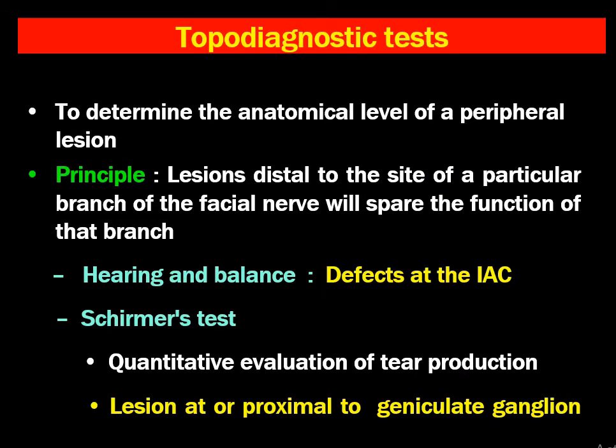What are topodiagnostic tests? They are the tests which help us determine the anatomical level of the peripheral lesion. The principle lies in the fact that lesions which are proximal to the origin of a particular branch of the facial nerve will impair the function of that branch. Like hearing and balance, the effects would lie at the internal acoustic canal. Schirmer's test is a quantitative evaluation of tear production. When the lesion is at or proximal to the geniculate ganglion, there might be a defect on the Schirmer's test.